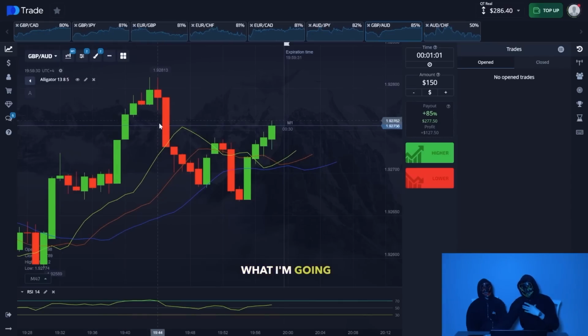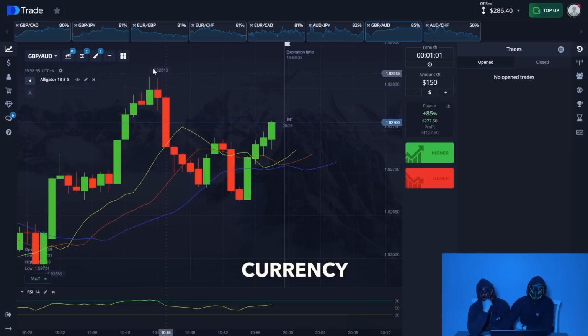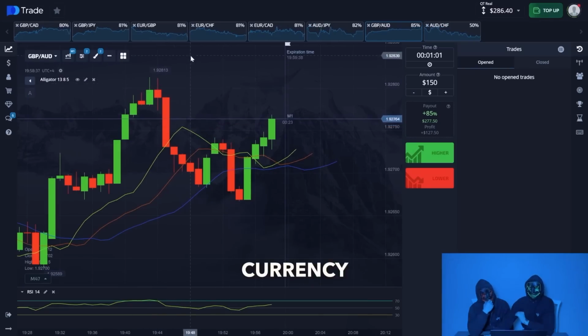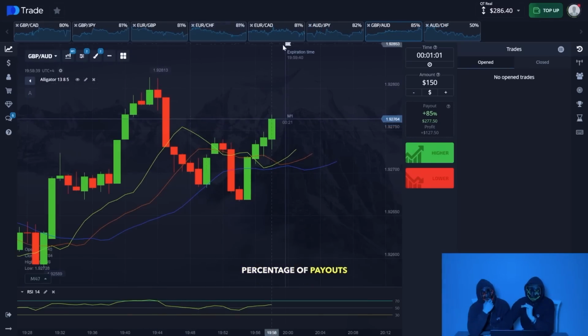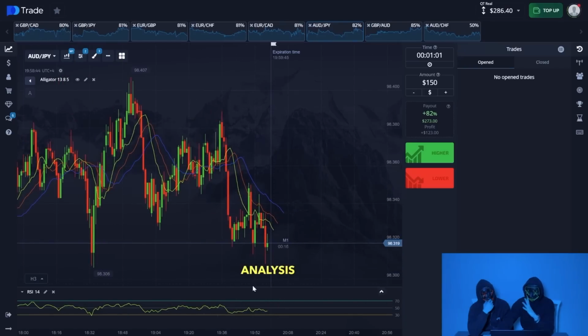So friends, what I'm going to do now is open a new trade, and the first thing I want to do is choose a currency pair. I want to choose a currency pair that has a higher percentage of payouts. I like this currency pair. It'll be tough here, but I'll do a brief analysis for you.